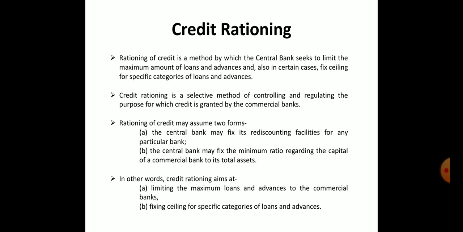So if they lower the value, that will control the credit. For example, if they decrease from 80% to 75%, that will decrease the amount of credit in the market. And vice versa, if they increase the credit rationing rate, meaning the maximum ceiling rate, then that will increase the credit.